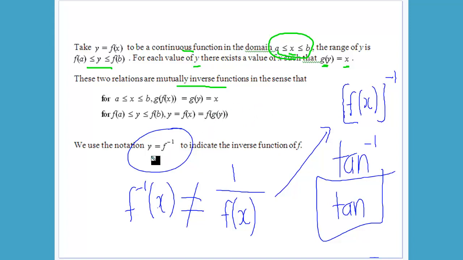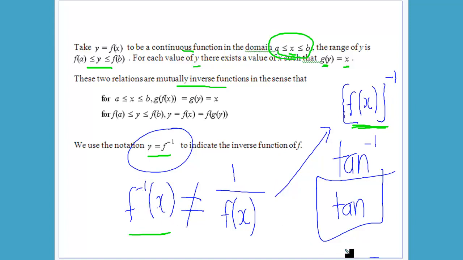The notation we're going to use is f to the power of -1. It is important that we don't mix it up. The inverse function of x is written like this. That does not mean 1 over the function, which is different. 1 over the function of x is the whole function to the power of -1, whereas f to the -1 of x is the inverse function.